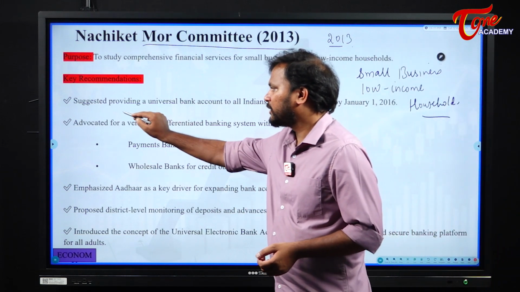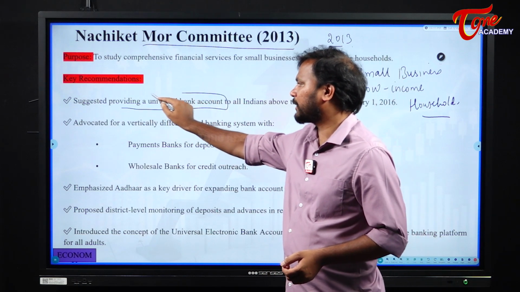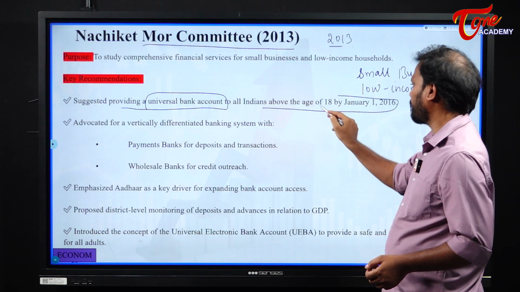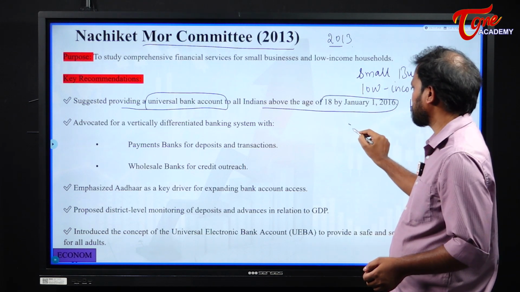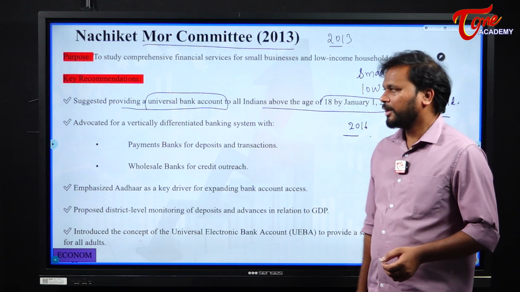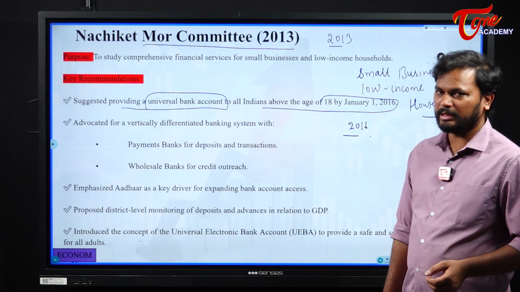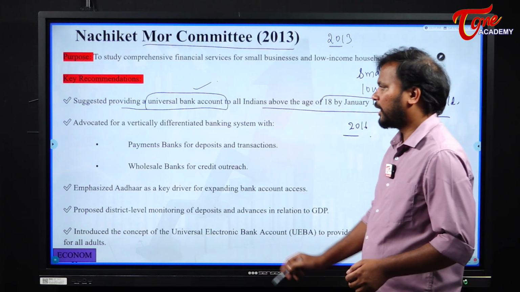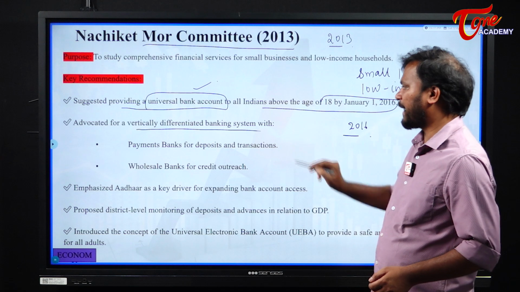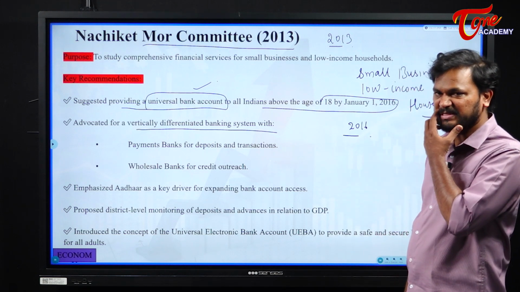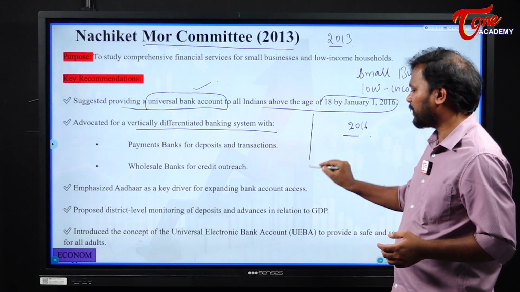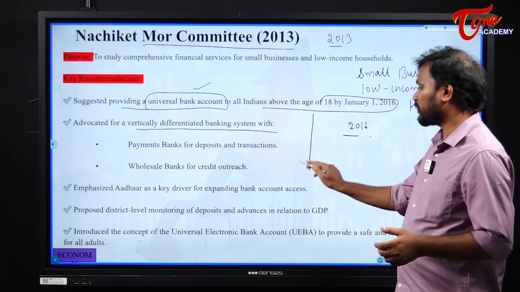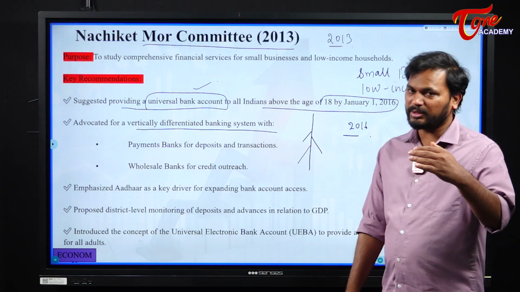The first thing is that it suggested providing a universal bank account to all Indians above the age of 18 by January 2016. So, any person who is above the age of 18 years shall have a universal bank account according to this committee. Next, it advocated for a vertically differentiated banking system. It means that when there is a vertical arrangement of the banking system, there should be a differentiation or branching of the banking system. It needs to be divided into certain groups.